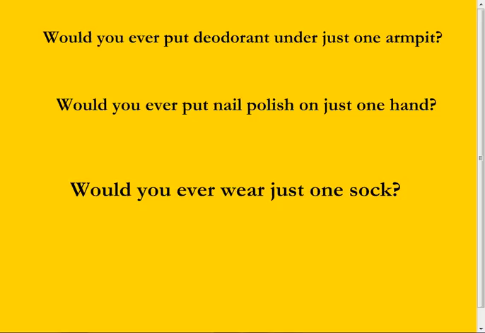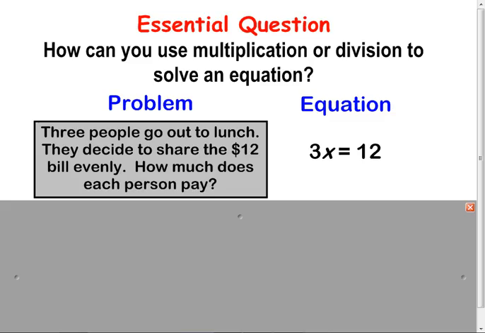Okay. We always do 2 things. Would you put deodorant under just one arm? I hope not. Would you put nail polish on one hand? Oh, okay, some people do. They might have one color on one hand and one on the other. I don't wear nail polish. Would you wear just one sock? Or would you wear just one shoe? One sock? Oh, I only do that if I'm desperate. But generally speaking, everything in math comes in pairs. Okay.